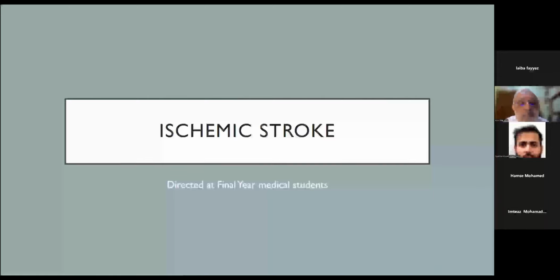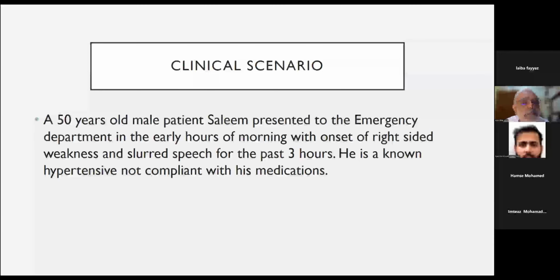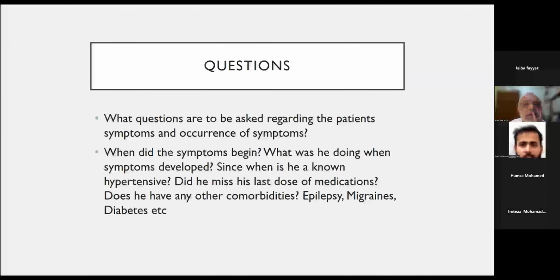Okay. So we start with the clinical scenario. A 50-year-old male patient, Salim, presented to the emergency department in the early hours of the morning with onset of right-sided weakness and slurred speech for the past 3 hours. He is a known hypertensive, not compliant with his medications. Then the questions I'm going to pose to my students is, when did the symptoms begin?